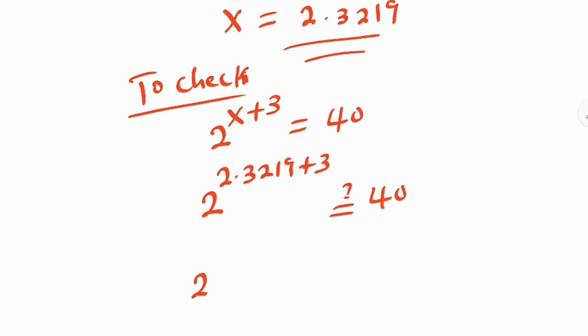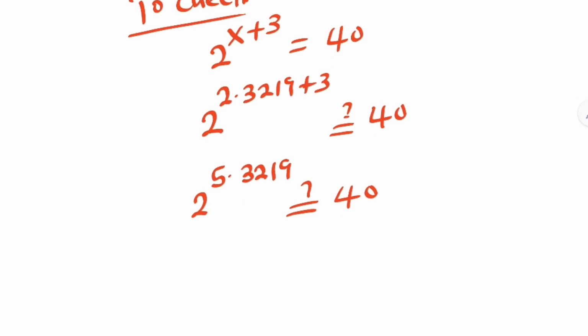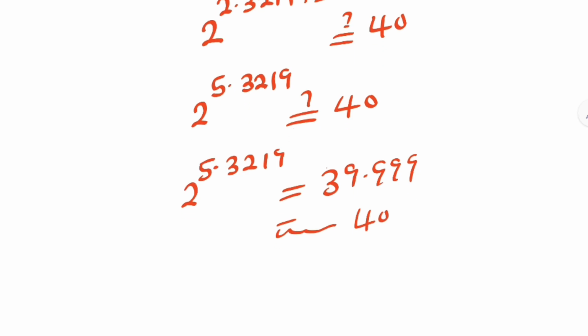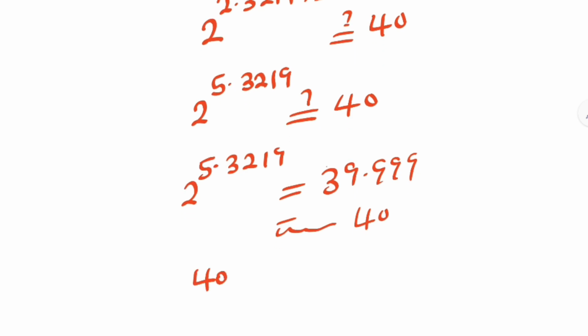This is 2 raised to power 5.3219 must be equal to 40. 2 raised to power 5.3219 is equal to 39.999, and this is approximately equal to 40. Therefore, the left hand side 40 is equal to 40, which is true.